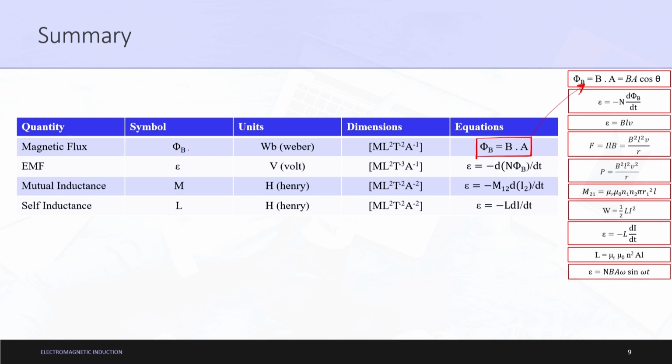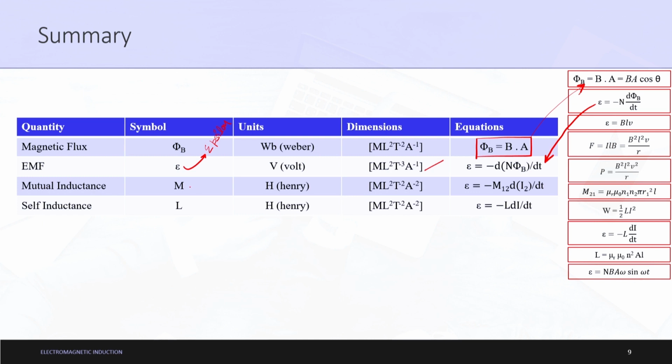EMF is denoted by epsilon. Epsilon has units of voltage, and the dimensions are given here. Epsilon is equal to minus d N phi B by dt. So, this is the formula being used here.